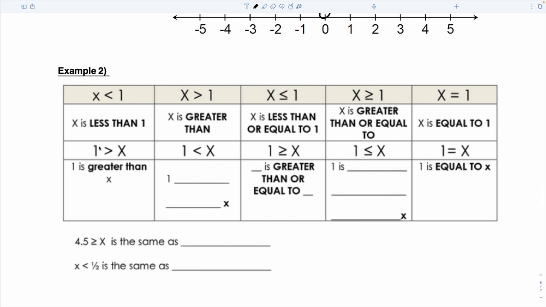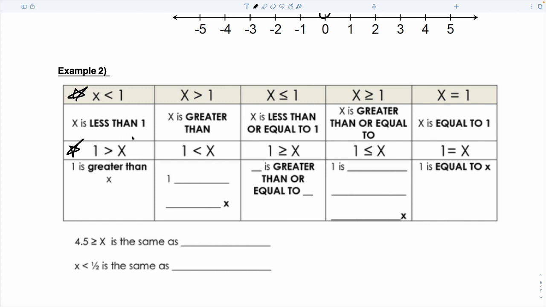If they write 1 is greater than or equal to x, what's the main difference between that and x is less than 1? What's the difference between this top one and this bottom one? There's one key difference. They are the same inequality. Tessa. They flipped it, but it is still the same because x is still less than 1.